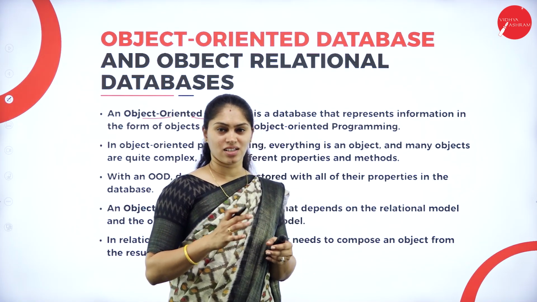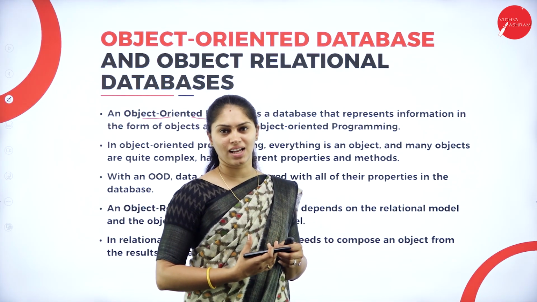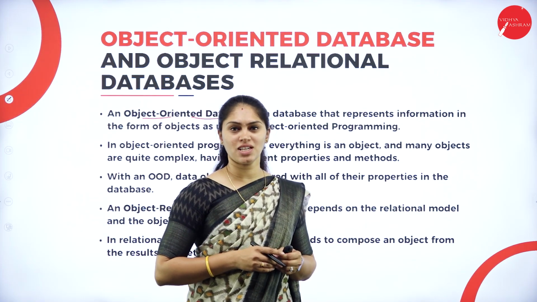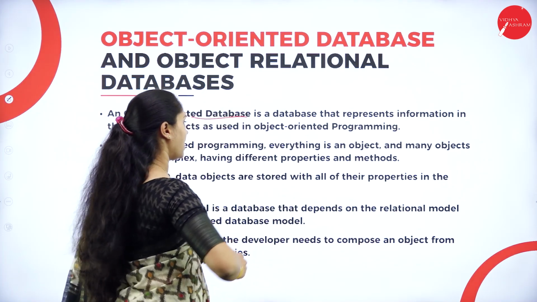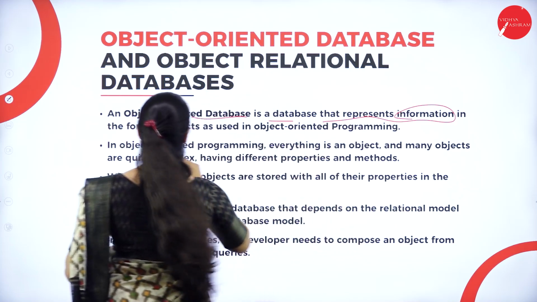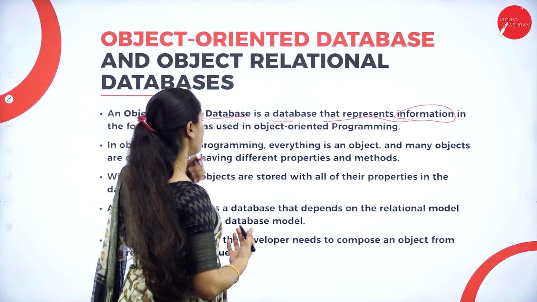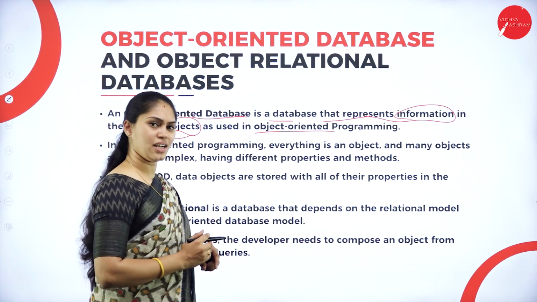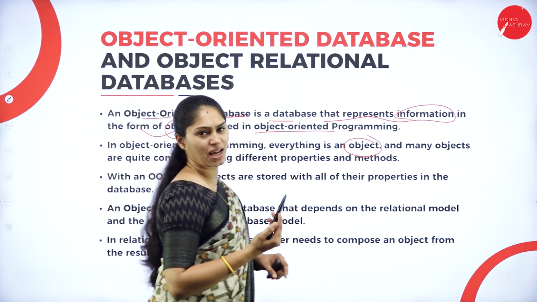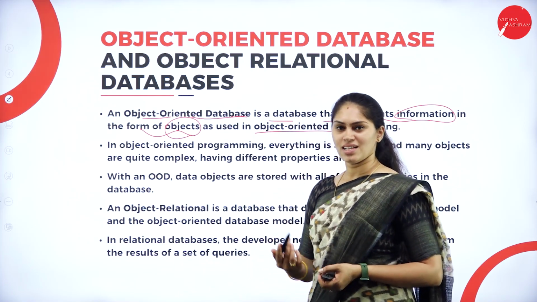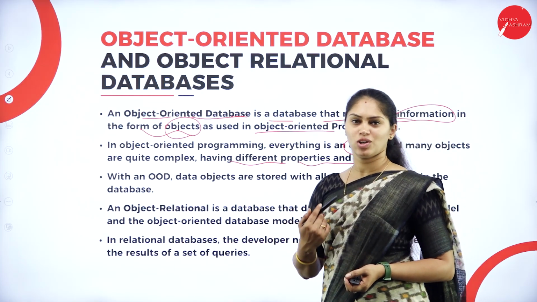And each object, so when the database is storing details or information regarding the objects with the help of object oriented programming, then we are going to call that an object oriented database. It's a database that represents the information in the form of objects. So information will be represented in terms of objects with the help of object oriented programming. So here everything will be considered as an object, and an object can be a simple object or a complex object. How can I say that as complex? It will be based on the different properties and methods that it is going to have.